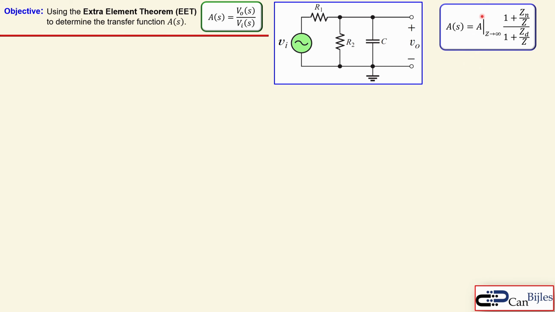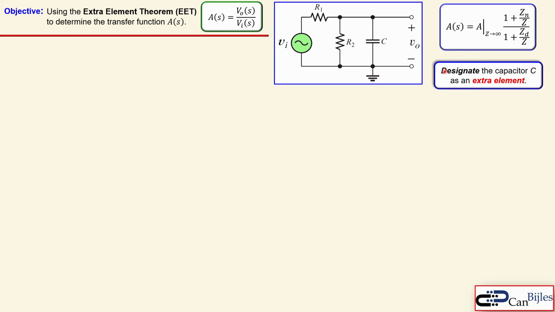You see here the A, which is defined for a specific impedance going to infinity, and we have Z, which is our extra element, as we will see shortly. We have Zn, which is our nulling impedance, and Zd, which is our driving point impedance. So there are several elements we need to determine, and that will be done shortly, step by step.